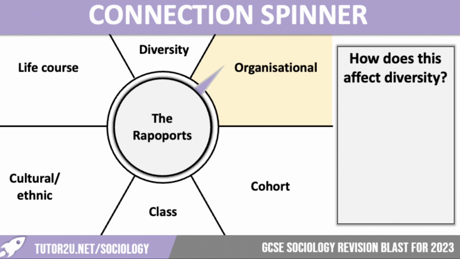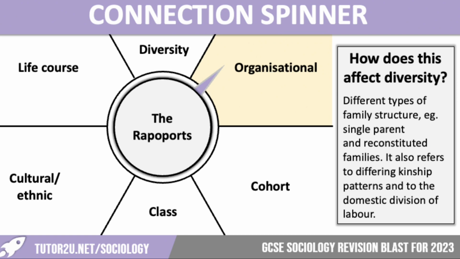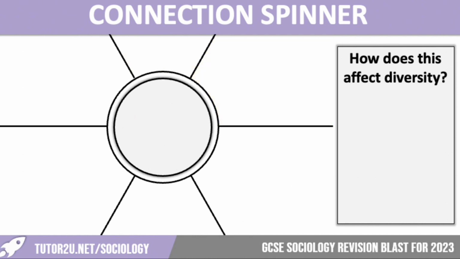What does organisational diversity actually mean? If you haven't paused, please do so now because we are about to reveal. Have a look. So it's talking about the different types of family structure, so whether your family is a single parent family or it's reconstituted. It also looks at different kinship patterns and how domestic labour is divided between partners. So is it the mother doing everything, or is it balanced between male and female, or whoever you've got in your household? Right, let's do one more.